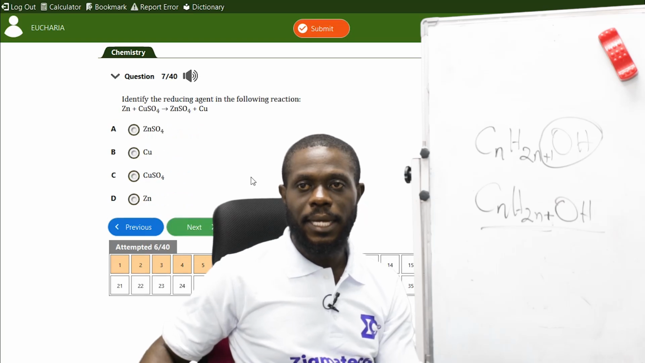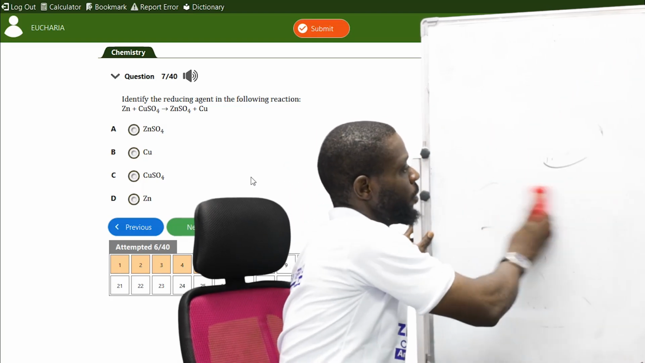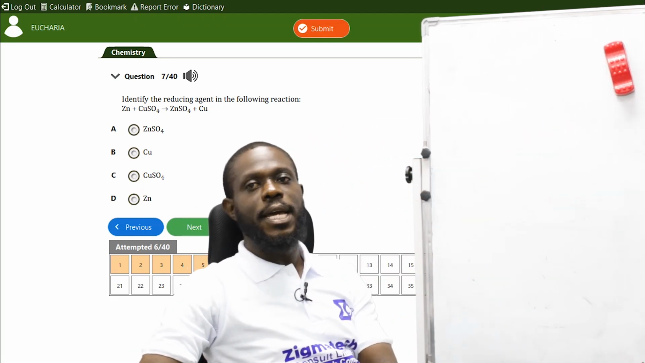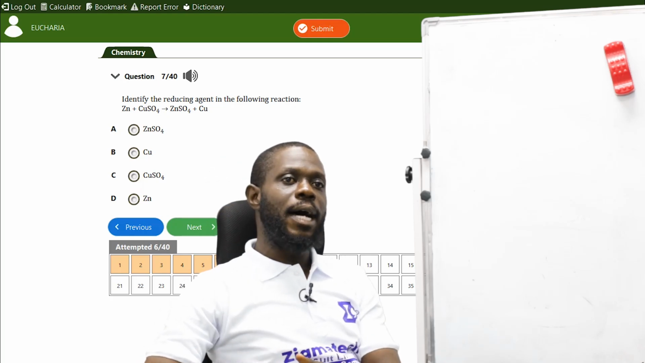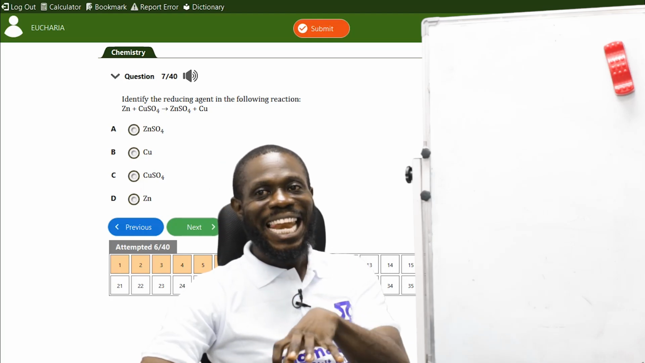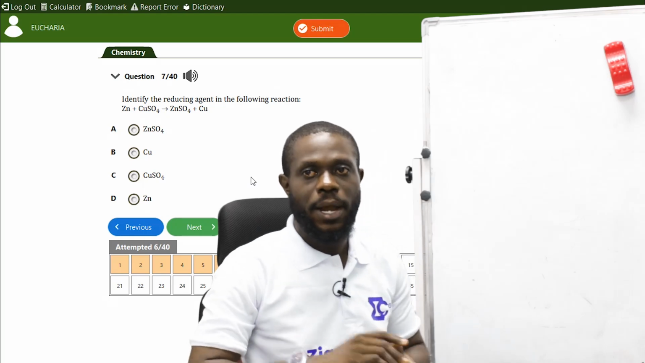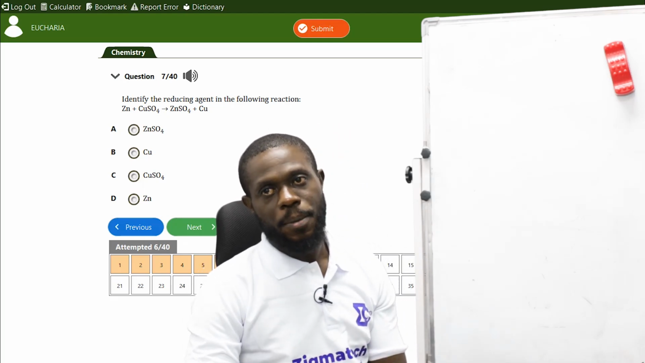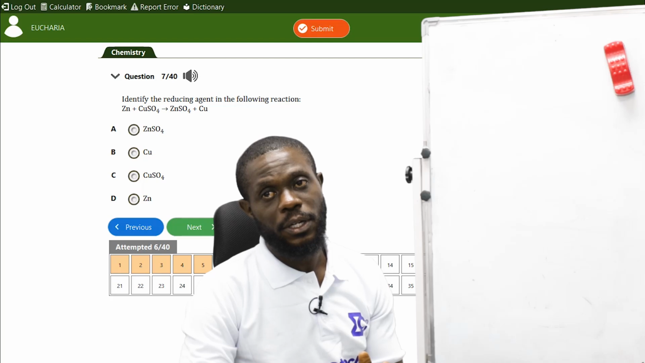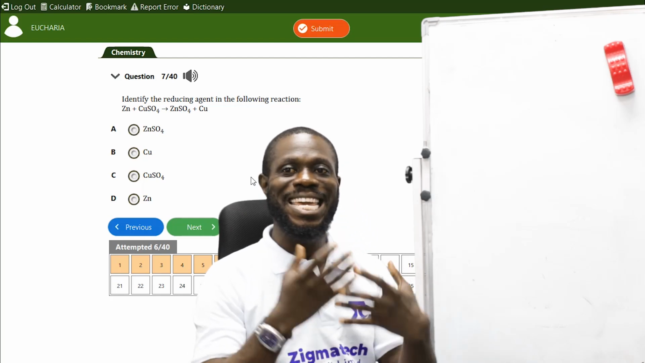The next one is identify the reducing agent in the following reaction. I want to give you a simple way. A reducing agent is any substance that gains electron in a reaction. While oxidizing agent is any substance that loses electron. But some people will say loses oxygen and gains oxygen. Fine. But in the main definition, it's called loses electron and gains electron. So reduction is when they lose electron, and oxidation is when they gain electron.